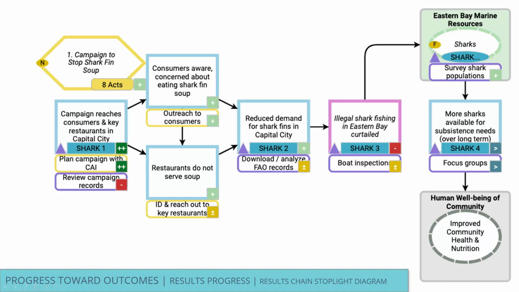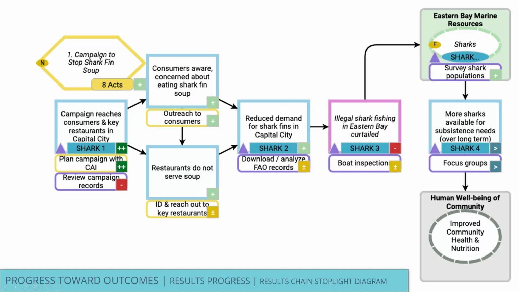The stoplight diagram is also a great way to identify quickly where there are potential problems and if they are related to one another. For example, we can see that this team is not seeing the results they expected to see in the latter half of the diagram. This may be due to the early nature of the work. It's likely too early to expect to see much change, but there may also be some flaws in the overall logic. For example, is demand for shark fins in the capital city an important contributor to illegal shark fishing in the Eastern Bay? The diagram provides the team with a structured way to have these types of discussions in the context of the whole strategy.